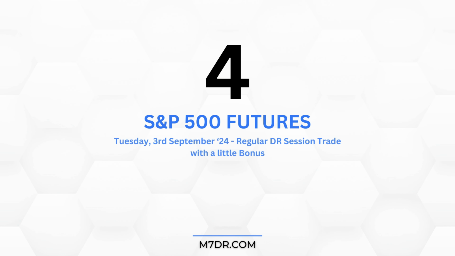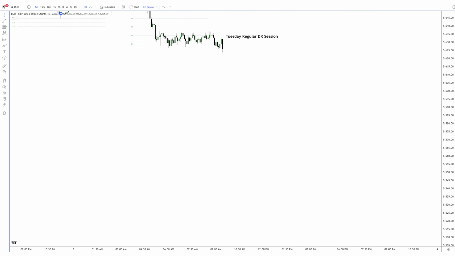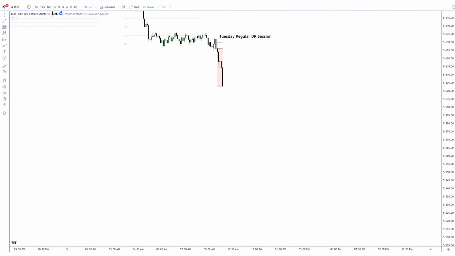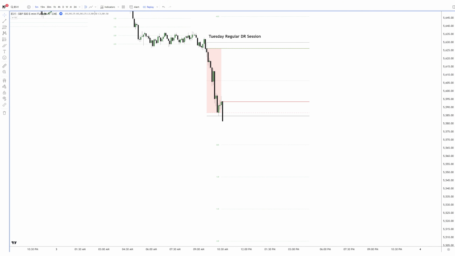Number 4. S&P 500 futures market, Tuesday. Regular DR session trade with a little bonus. This trade right here can't get any better. ES formed a big red DR box with almost 40 points to the downside. Right after that, it confirmed shorts with the 10:30 a.m. candle. The earlier, the better.